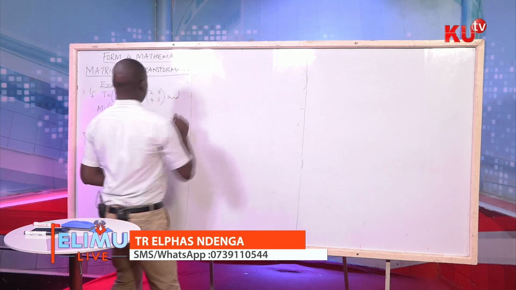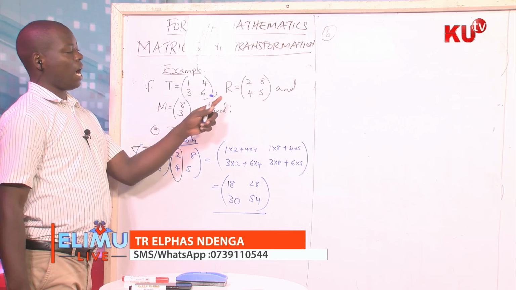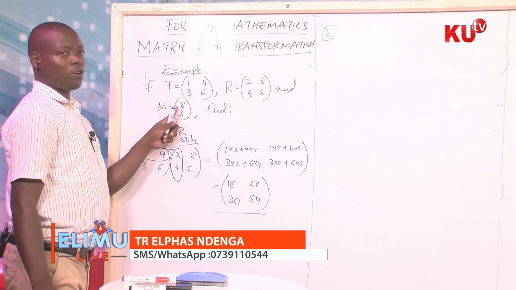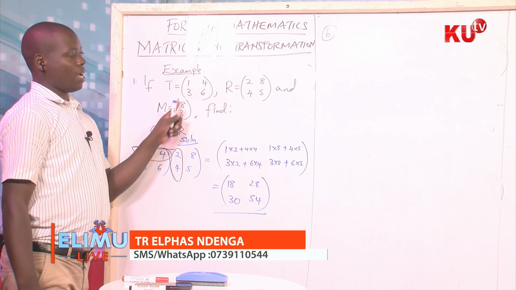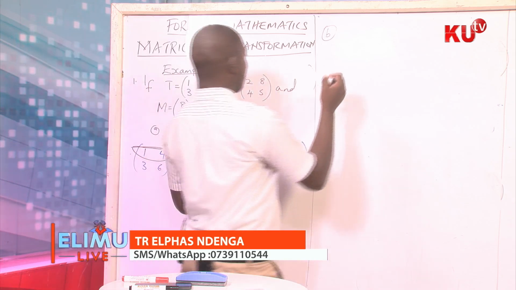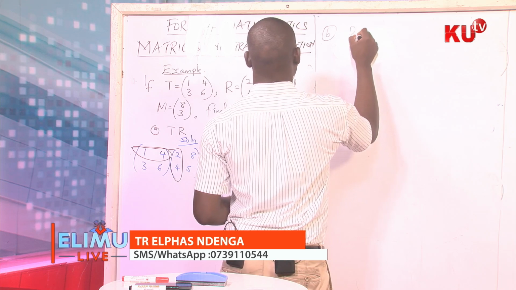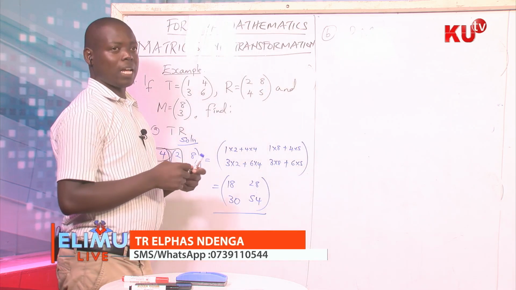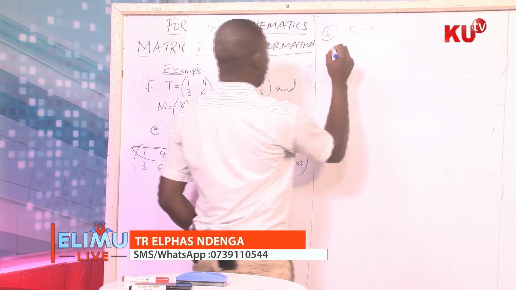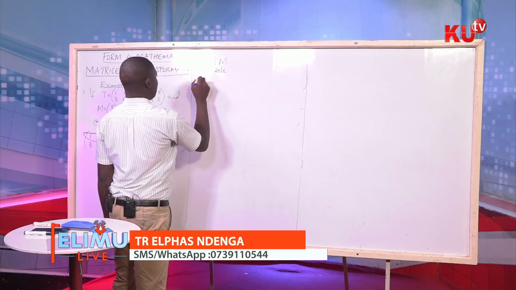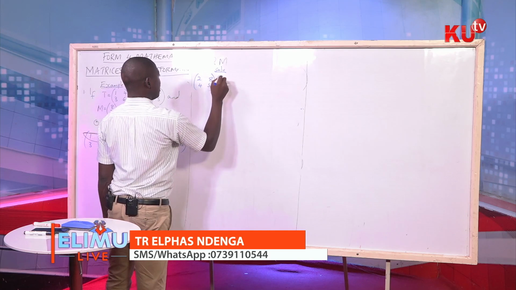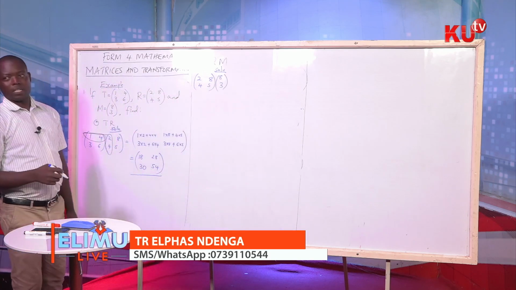Now, number 2, we have to look at the matrix R against the matrix M. Remember, the matrix M is of order 2 by 1, and the matrix R is of order 2 by 2. So we will be asked to find the product of the matrix R times M. So we'll write R as 2, 8, 4, 5, and we multiply by M, which is 8, 3.